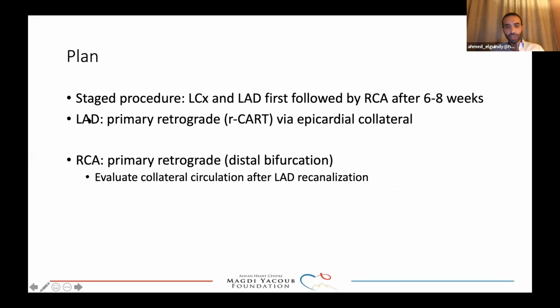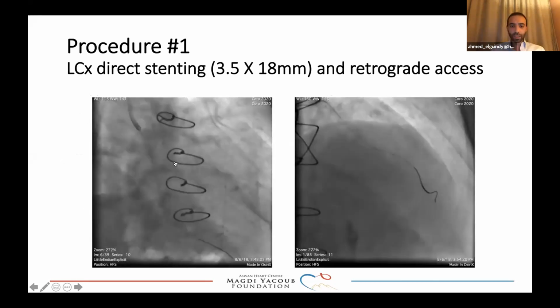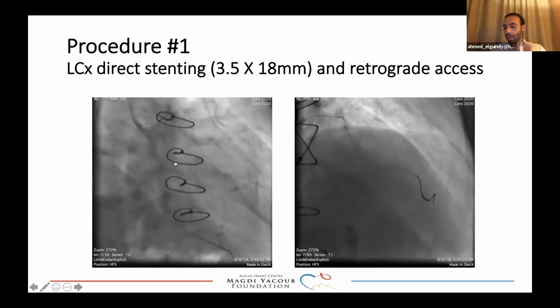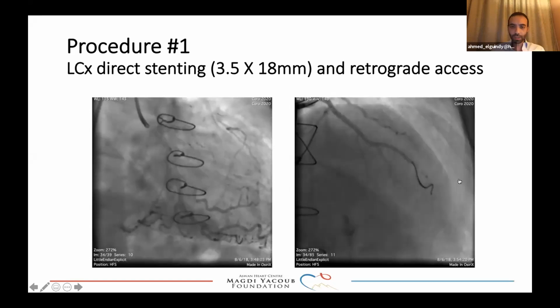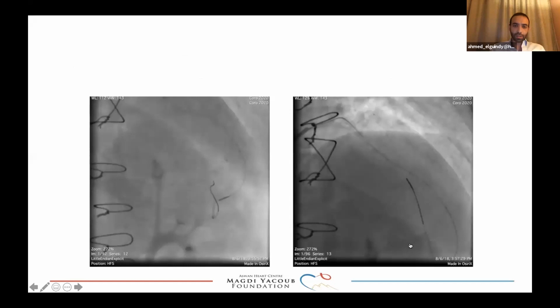And the plan was to go initially retrograde through, fix the circumflex, fix the LAD retrogradely via the circumflex after stenting that high-grade stenosis, and addressing the RCA again via primary retrograde strategy in another session. And direct focal stenting to the circumflex lesion, followed by a Cyan black wire aided by a Turnpike LP microcatheter through the tortuous epicardial collateral. And again, I'll go quickly through this.